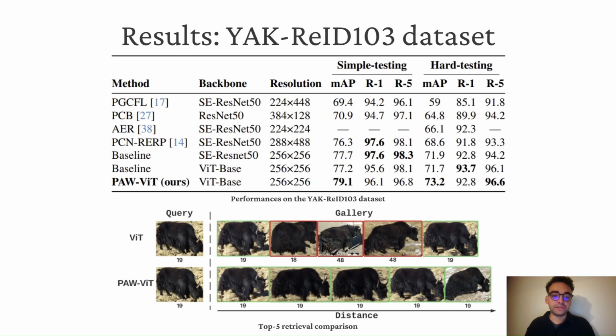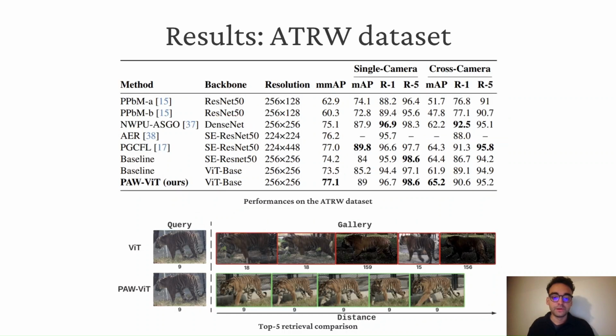For the results, on the yak re-ID dataset, we obtain the best results compared to the state-of-the-art on both simple testing and on hard testing. Hard testing is basically the simple testing, but with more difficult points of view. And down below here, we show a top 5 retrieval comparison showing our superior performances compared to the baseline vision transformer. On the Amur tiger, we also show the best performances, especially on the cross-camera set, that is the most challenging one. And again, we show a top 5 example showing better performances than the baseline.